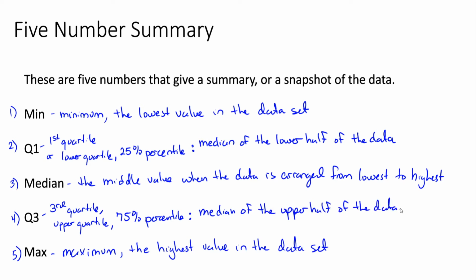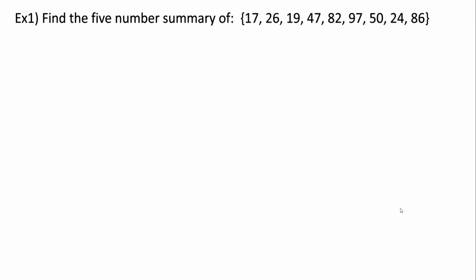Now we'll do an example to show you how to find all of these values. So let's say we want to find the 5-number summary of this data set. The first thing we need to do is arrange all of the values from lowest to highest, because we need to do that to find the median. We also are going to need to do that to find our upper and lower quartiles. So here they are arranged from lowest to highest.